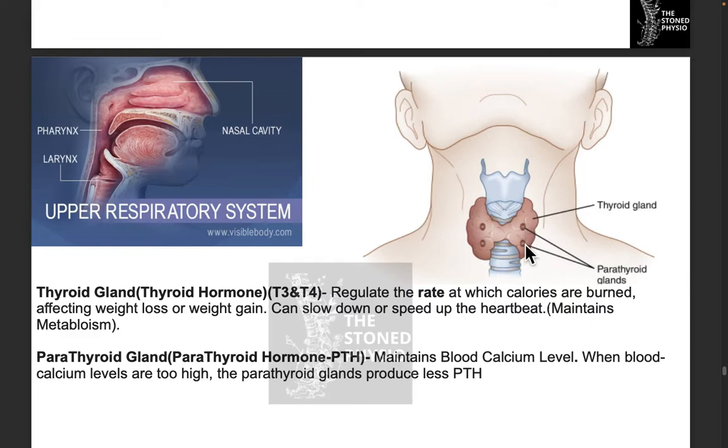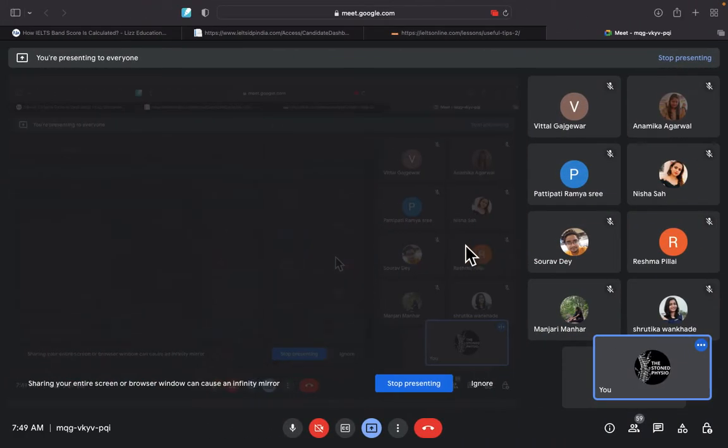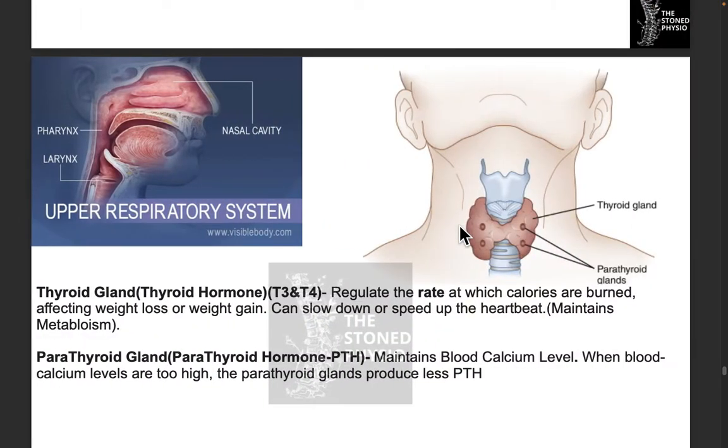And then we have the parathyroid hormones, of course, which release PTH, that is the parathyroid hormone. If we talk about parathyroid hormone, the term that should come to our mind is calcium, or you can say calcium ions. Calcium has many functions in the body. First of all, it regulates the amount of calcium in the blood.